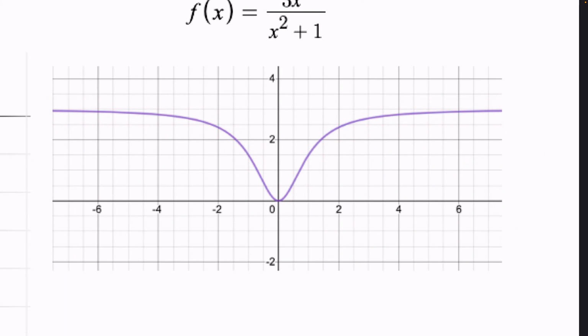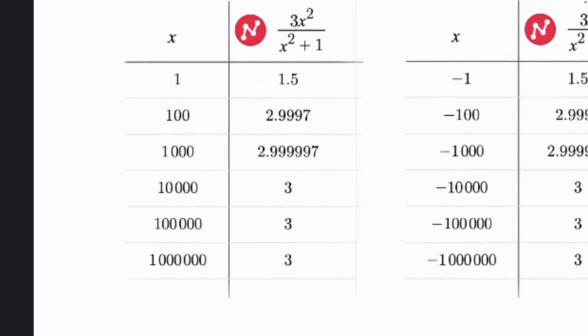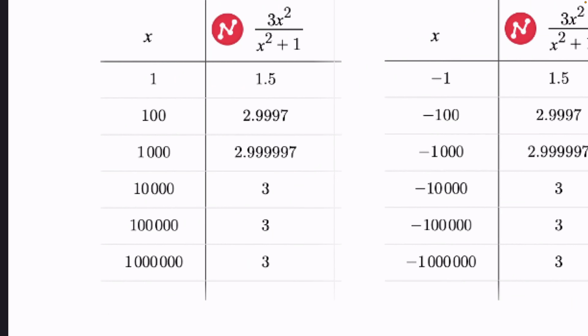Well, what is the graph doing? It's not growing anything, right? If I'm just looking at the y value here, it grows and grows, but then it stops growing. You can look at the table to prove it. If I were to plug in 1 into the original, I get 1.5. If I were to plug in 100, I get 2.9997. If I were to plug in 1,000, which way are these numbers going? To the right, towards positive infinity, right?